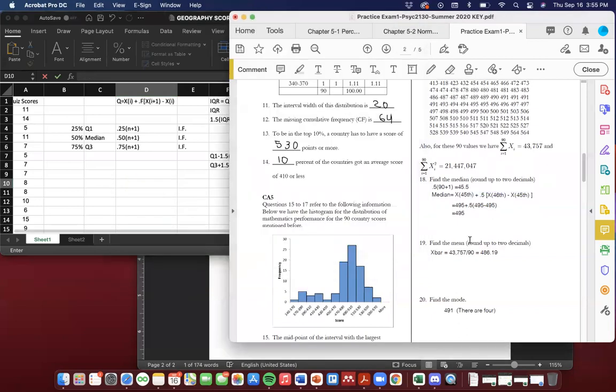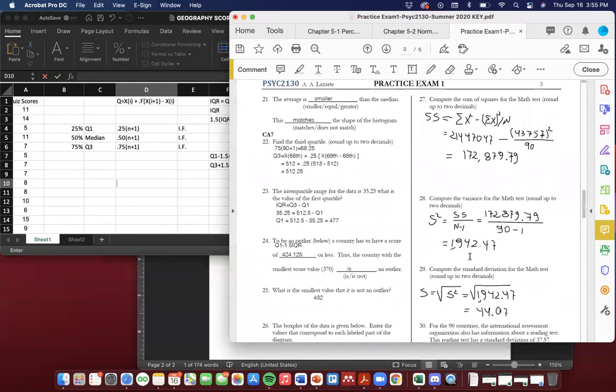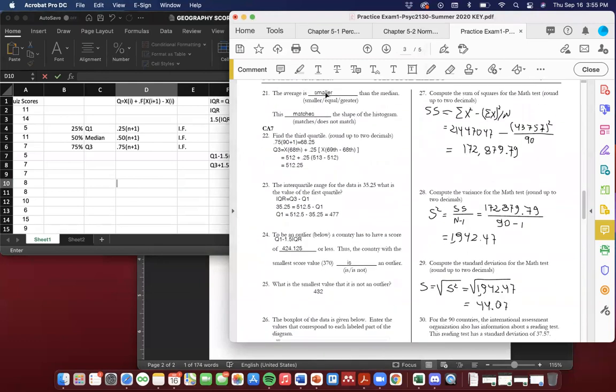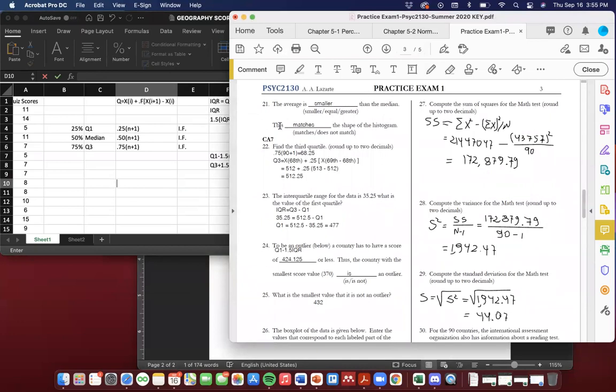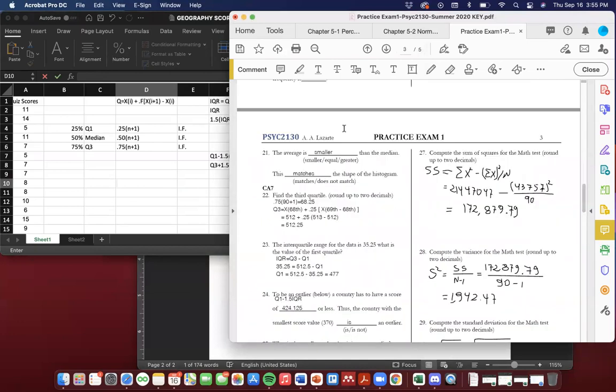But it's not on Excel right here, so you have to look for it. The average is smaller than the median. This matches the shape of the histogram.